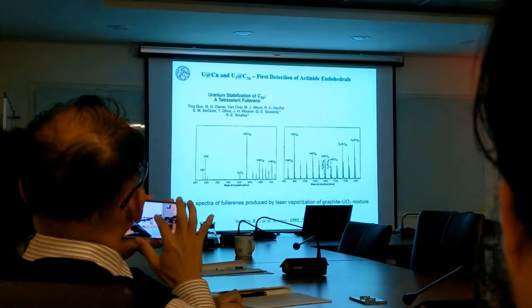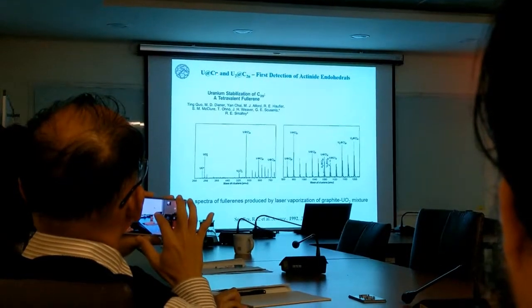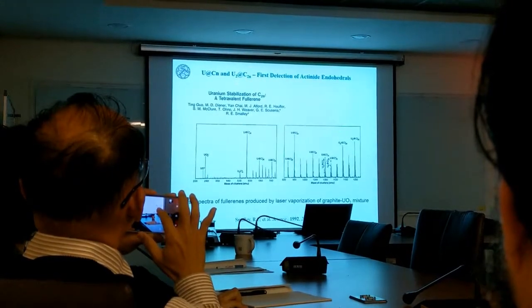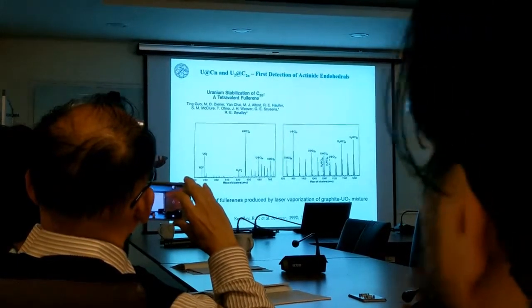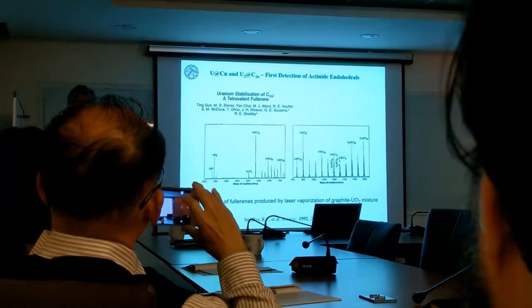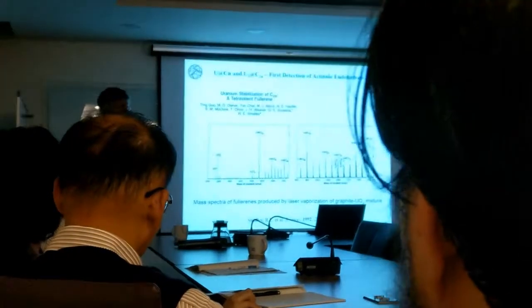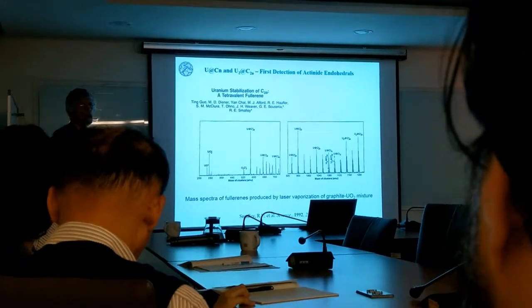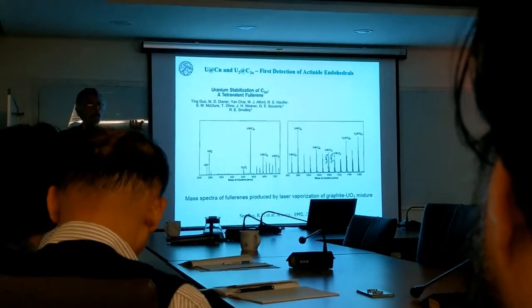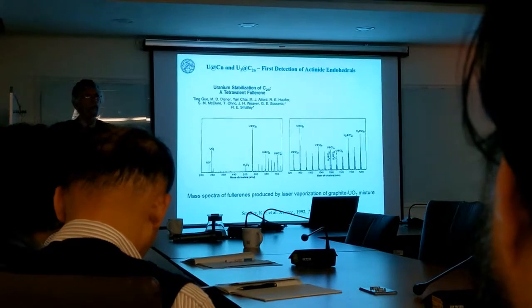So in the world of actinide endohedrals, or uranium inside different cages, and diuranium inside cages, was published by Rick Smalley. I guess everyone knows he shared the Nobel Prize in 1996 for discovering buckyball. And he published this Science article in 1992. Typical Smalley, what he did is he took graphite and he put uranium oxide.